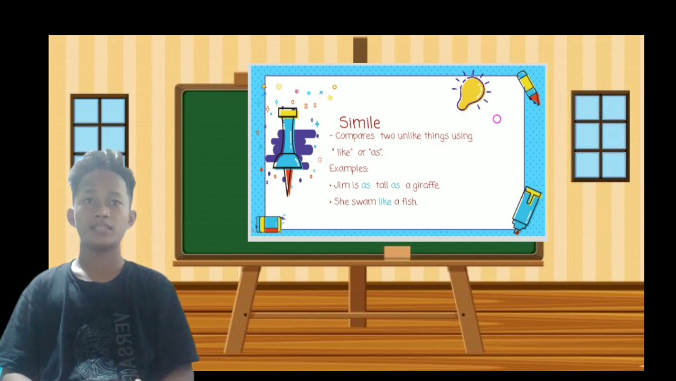The simile makes the sentence more interesting and creates an image in the reader's or listener's mind rather than simply saying that Jim is tall. Another example is she swam like a fish. Again, this compares two different things due to their common characteristics, which is they can both swim very well.